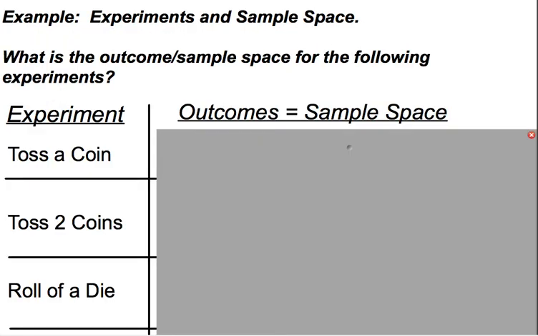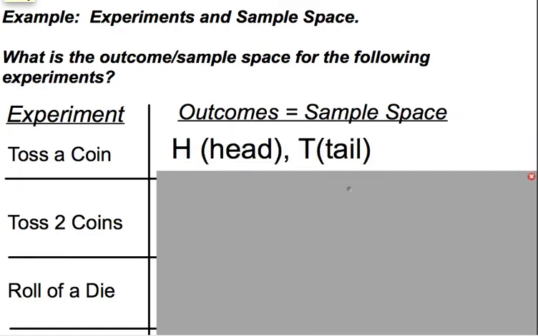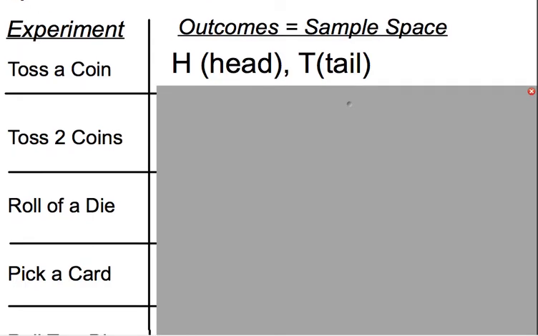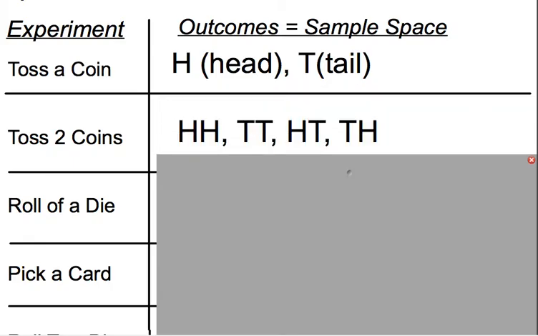We'll go through a few more here. Let's say we toss a coin. What would be the possible outcomes for tossing a coin one time? Well, you could either get a head or a tail. Now, let's pretend we toss 2 coins. What is the sample space? You could get 2 heads, 2 tails, a head and a tail, or a tail and a head.